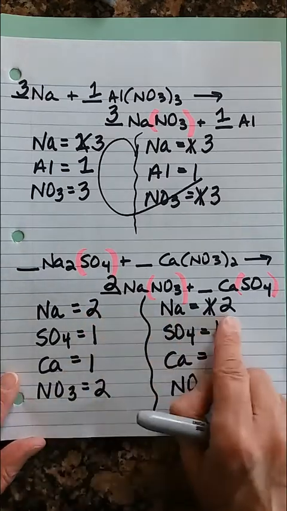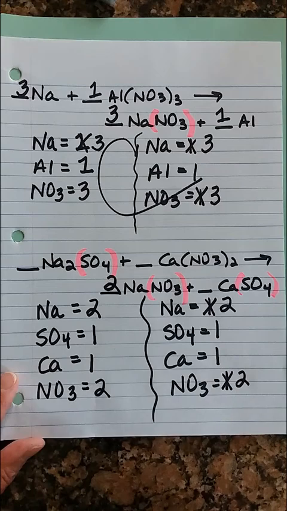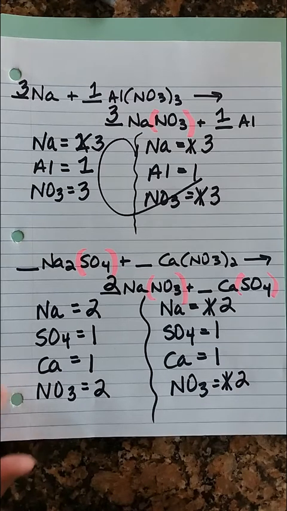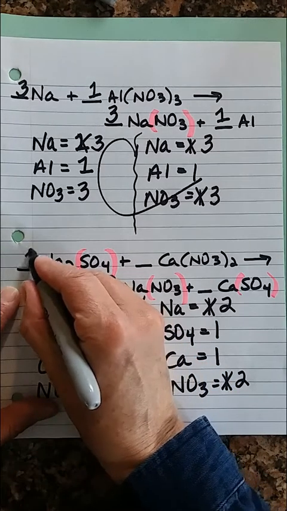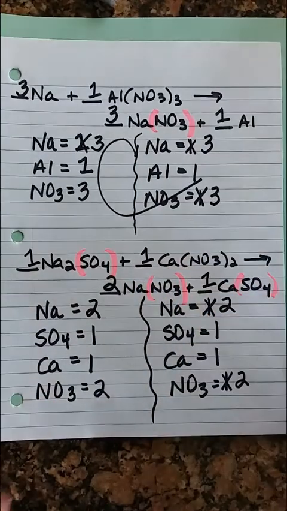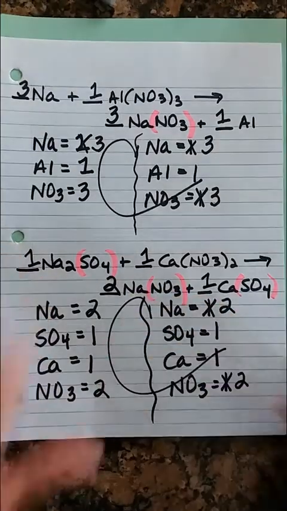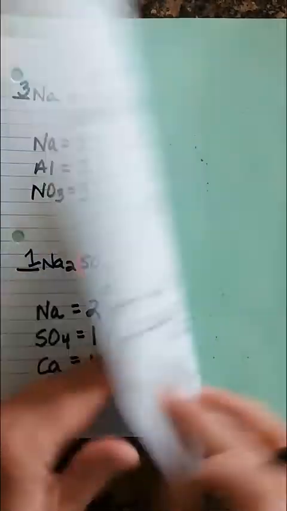Okay, so now my Nas are good, my SO4s are good, my Cas are good. Oh, that's good. That's it. That's all we needed there. And again, you can put the 1s in or not. It doesn't matter. You can leave them blank or you can put them in. Some people just need to see them. Okay, so now that one's correct too. All right, let's look at another one.